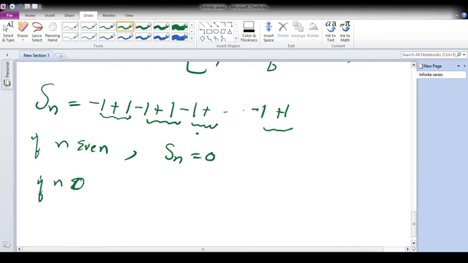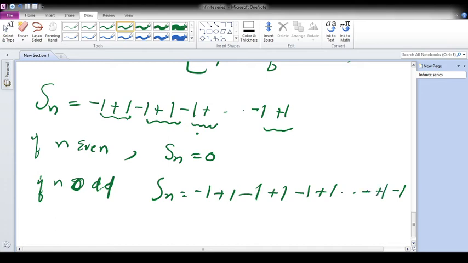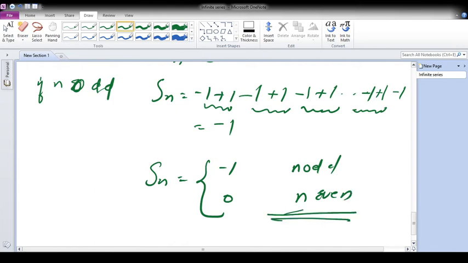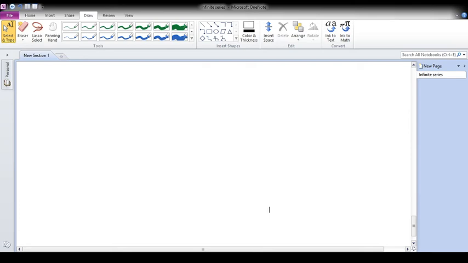Next, if n is odd, Sn can be written as minus 1 plus 1 minus 1 plus 1 minus 1 plus 1 etc., ending with minus 1. So we can pair minus 1 plus 1, minus 1 plus 1, and so on. Ending with minus 1, so minus 1 is alone and all the others are 0. We got minus 1. So when n is odd, the partial sum is minus 1. So we can write Sn equal to minus 1 if n is odd, 0 if n is even. So this is the partial sum of the given infinite series.